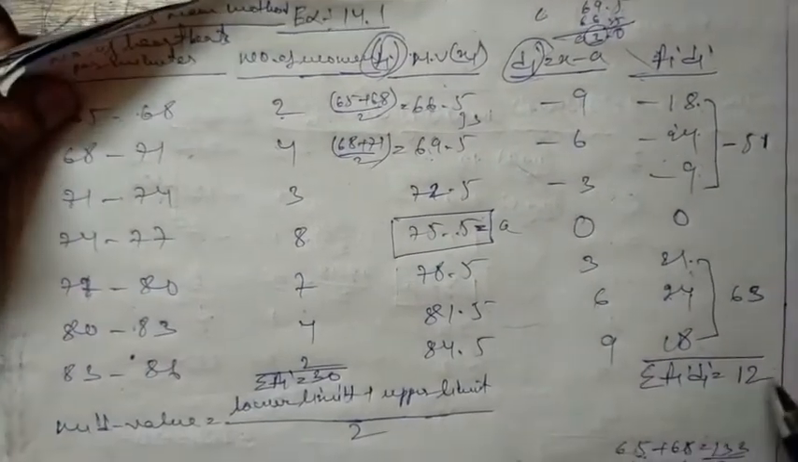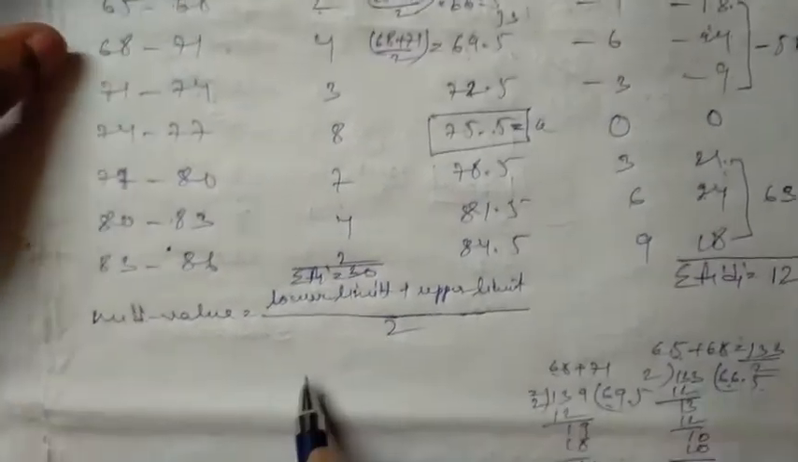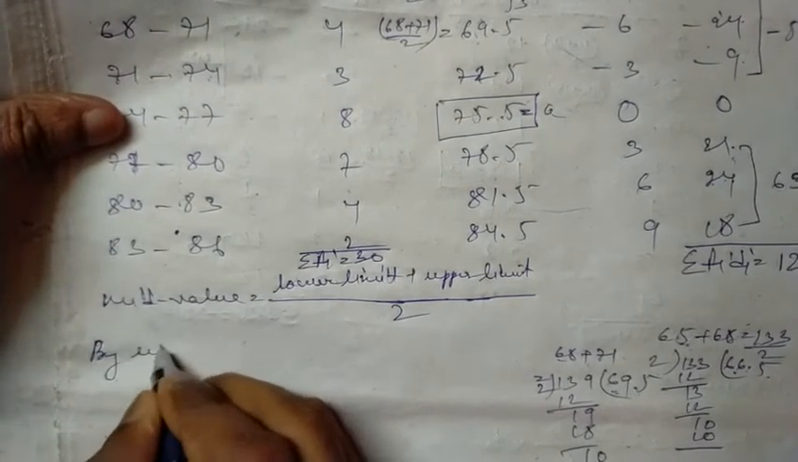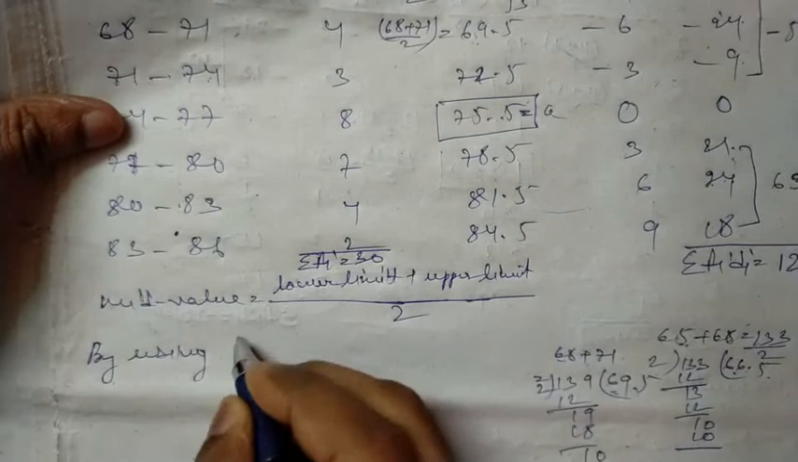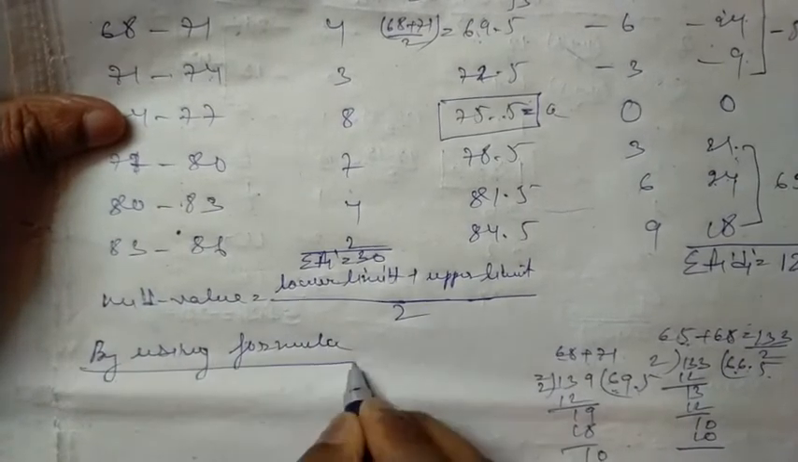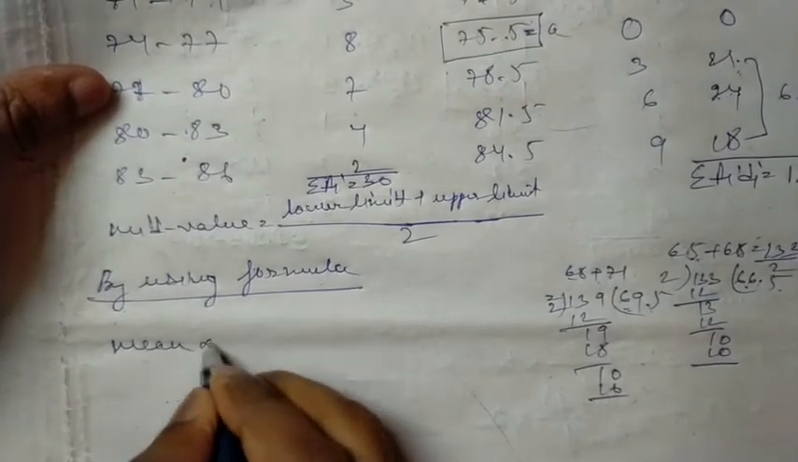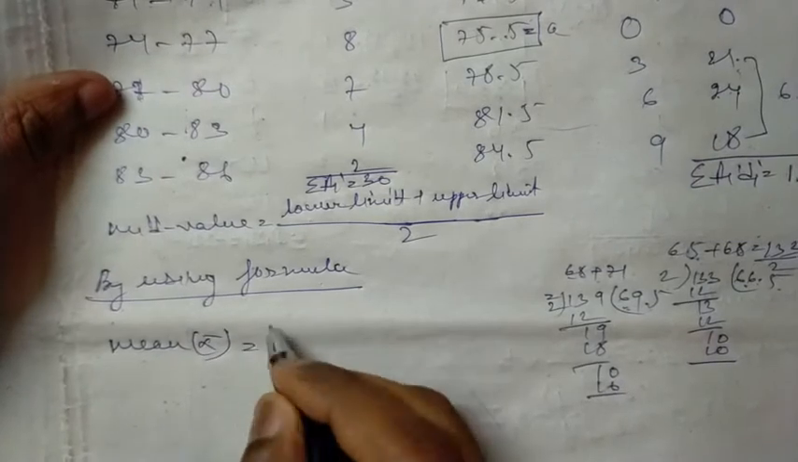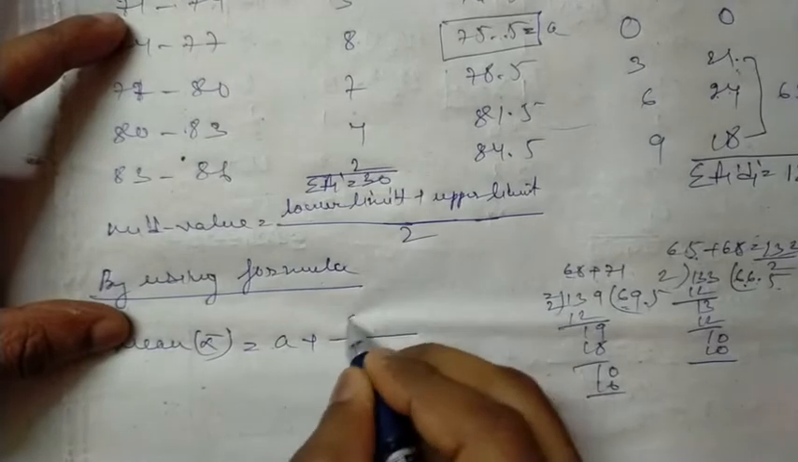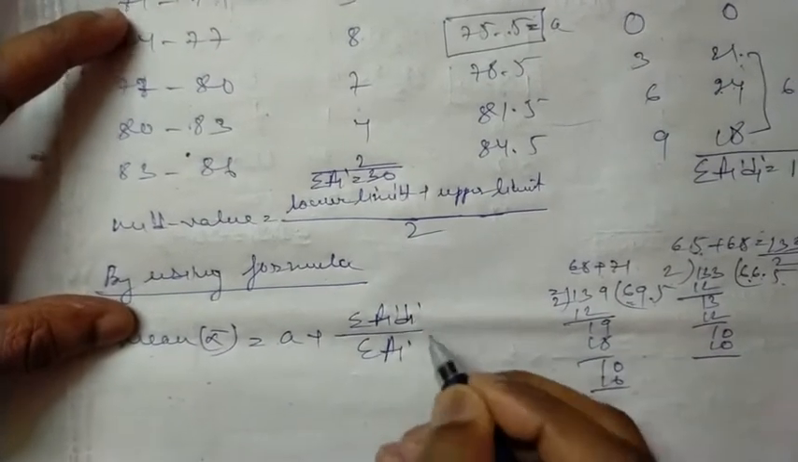See here, we have got 12. Now we'll apply the formula. Mean x̄ is equal to a plus Σfidi by Σfi.